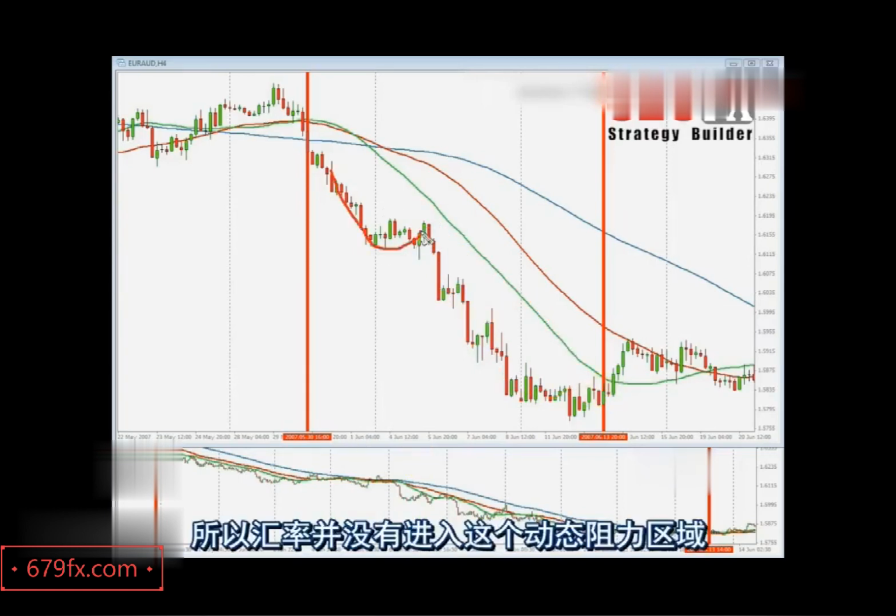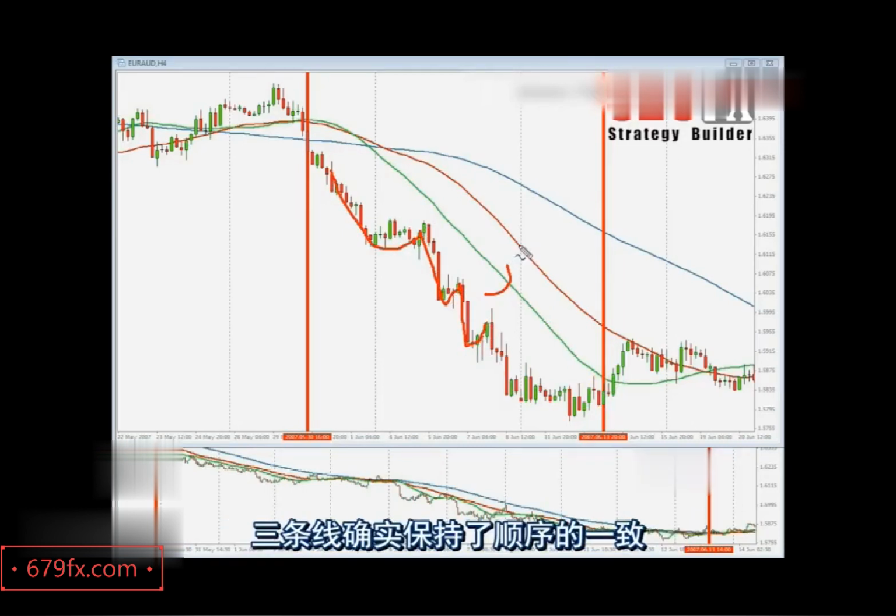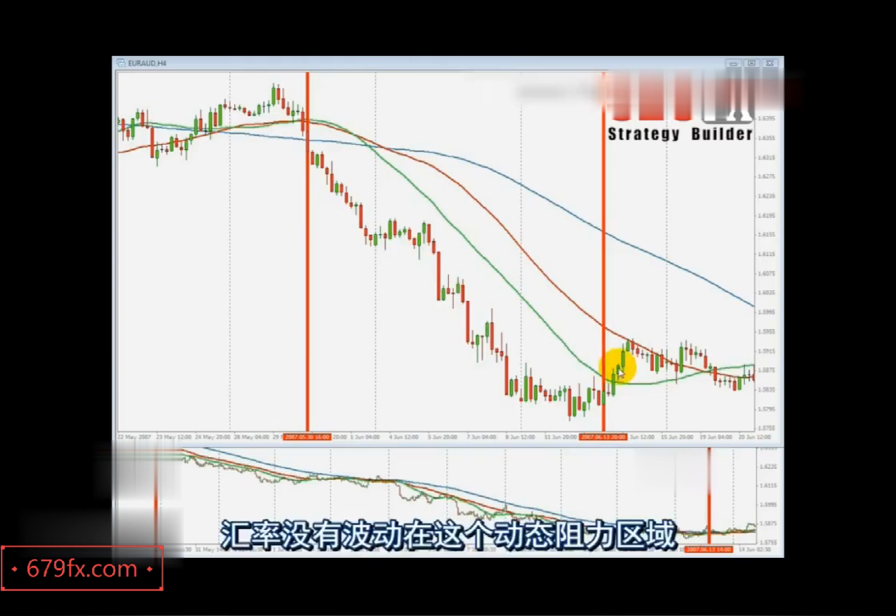Price is not hugging the dynamic area of resistance, all right? Sure, they are all in order. Sure, they are all parallel to each other. Sure, they are all pointing in the same direction, etc., etc. But the sixth condition is not fulfilled. Price is not swinging off the dynamic area of resistance, okay?